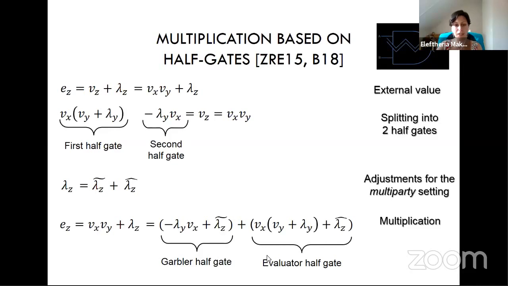So we have the garbler half gate and the evaluator half gate, and we exploit the fact that here we have the external value on wire y that is known at evaluation time to the evaluator, and here we have the permutation element on the y wire, which is known to the garbler at garbling time. So with this trick, and given that the free XOR extends to the arithmetic case, we can compute the multiplication gate based on these two half gates.